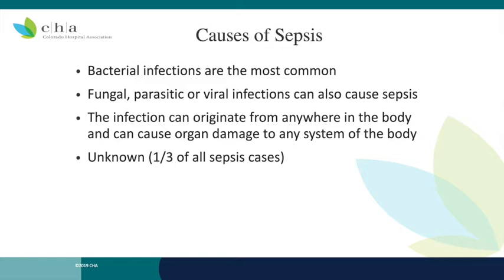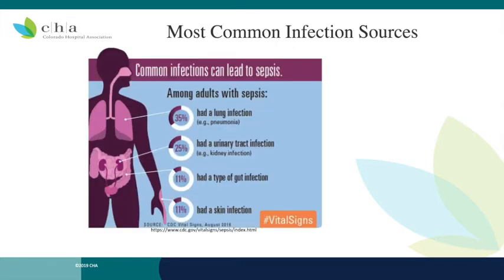The infection really can originate from anywhere in the body, and it could cause organ damage to any system in the body. It just all depends on how that infection spreads throughout. And in approximately 1/3 of all cases, the cause of sepsis is unknown. Even though sepsis can originate from any point in the body, some of the most common places for it to come from are a lung infection, a UTI, a gut infection, or a skin infection.